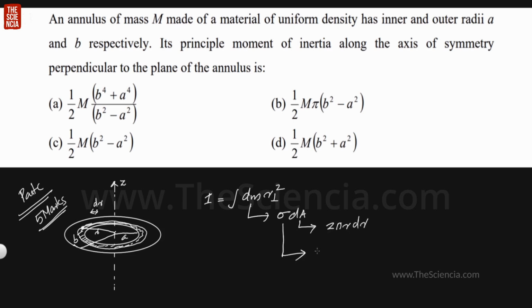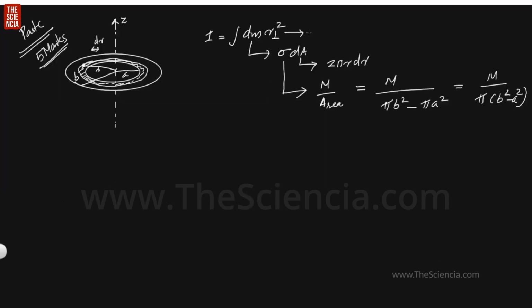And what is sigma? Sigma is equal to total mass by total area. The total mass of this body is given, that is capital M. And what is the area? Here the material is only between radius a and b, and the middle portion of this annulus is hollow. So we take the total area, pi b square, the outer radius, minus the inner one, pi a square. So we get M by pi times b square minus a square. And what is r perpendicular? r perpendicular is nothing but r, so it is r square.